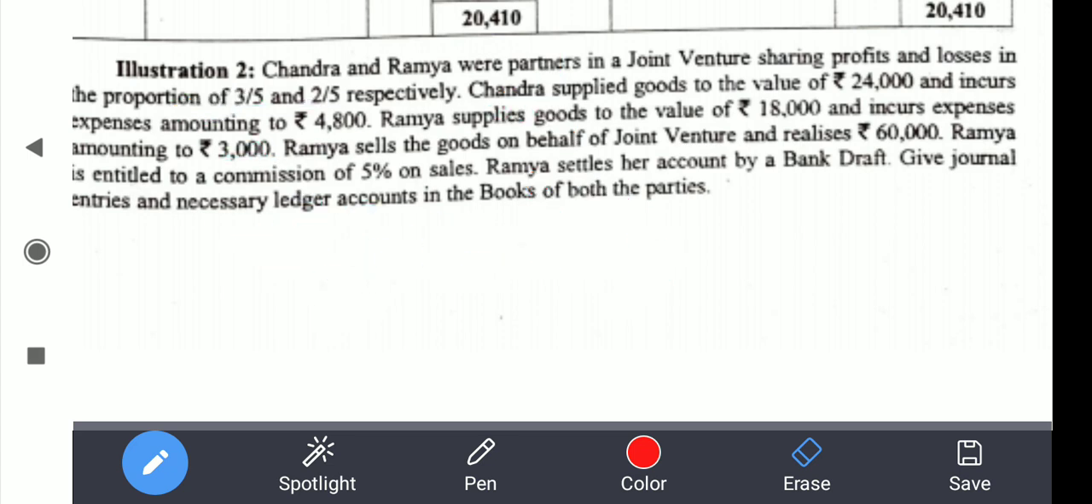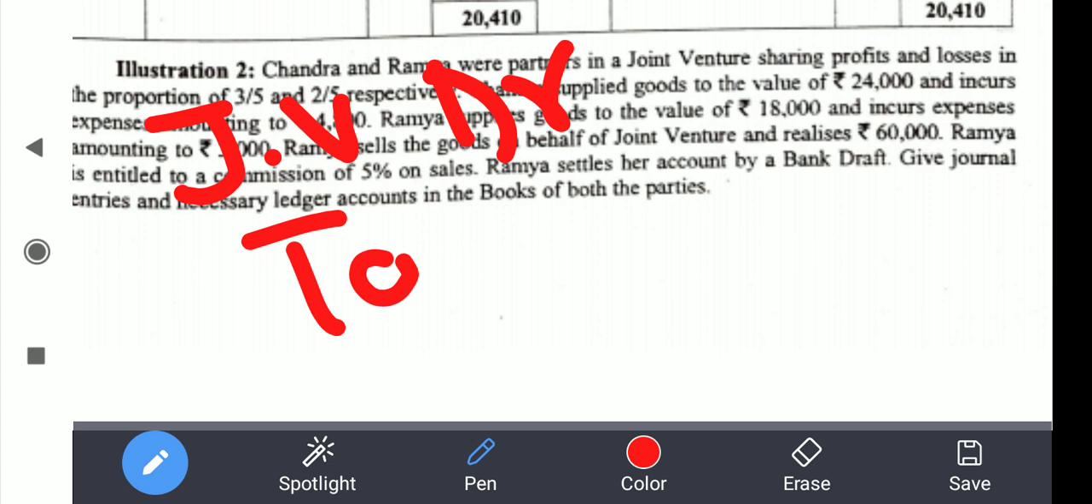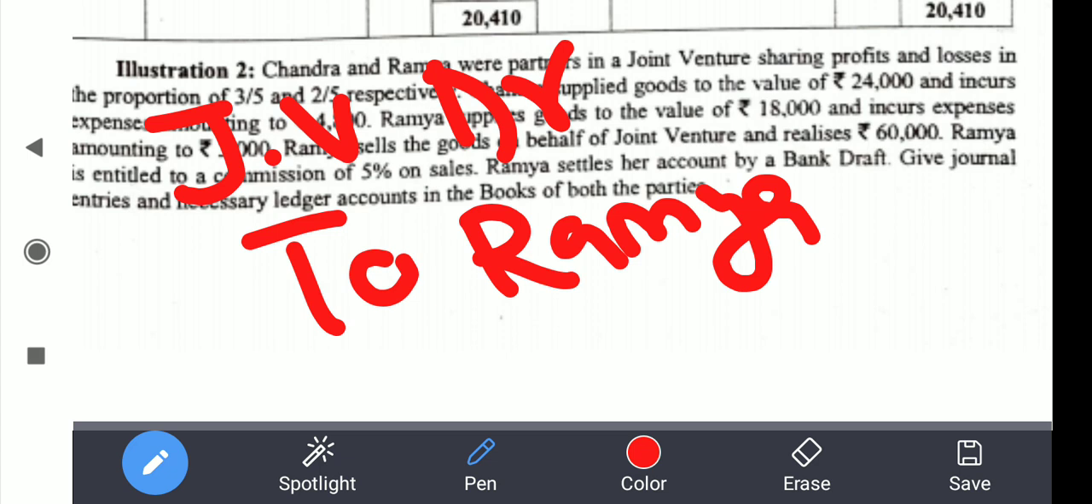Then Ramya supplies goods to the value of rupees 18,000 and incurs expenses amounting to rupees 3,000. Here Ramya also supplied the goods. So what is the general entry? If Ramya supplies the goods, we have to write joint venture account debtor to Ramya account. In the books of Chandra, we don't write the name of Chandra, that's why I'm taking goods account there. But in the books of Chandra, we have to take the co-venture account, joint venture account debtor to whoever supplied the goods.